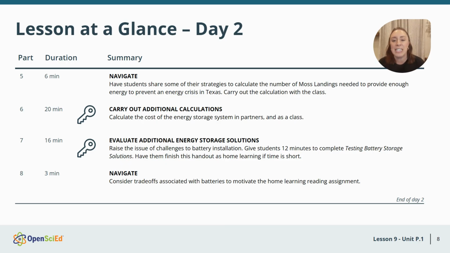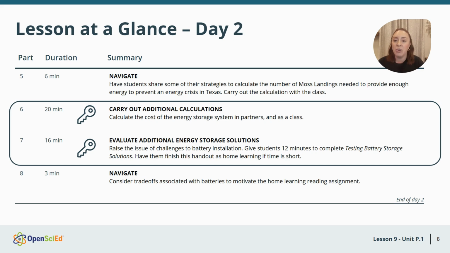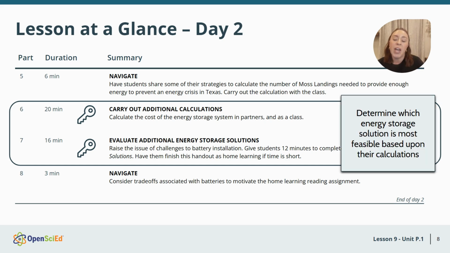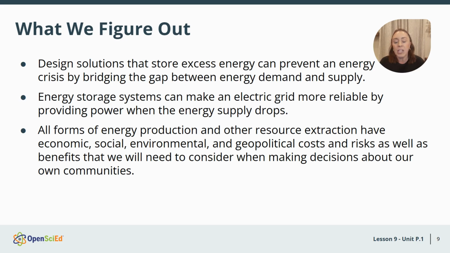And we take that information into day 2 and our second key sense-making opportunity, where we actually carry out some calculations to figure out how many energy storage solution types would be needed to have prevented what happened in Texas, and determine which of those seem to be most feasible based upon the needs of a particular community in Texas. So through this, we figure out that design solutions that store excess energy, like batteries, can prevent an energy crisis because they bridge that gap between demand and supply when supply drops.